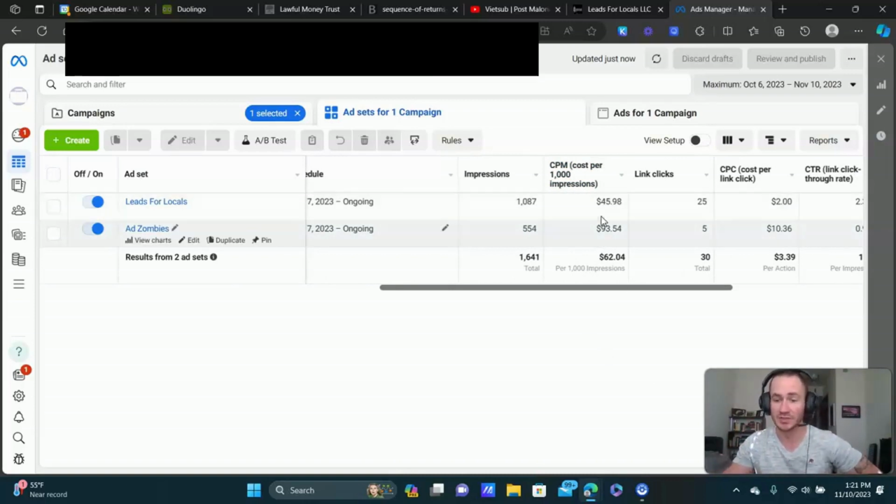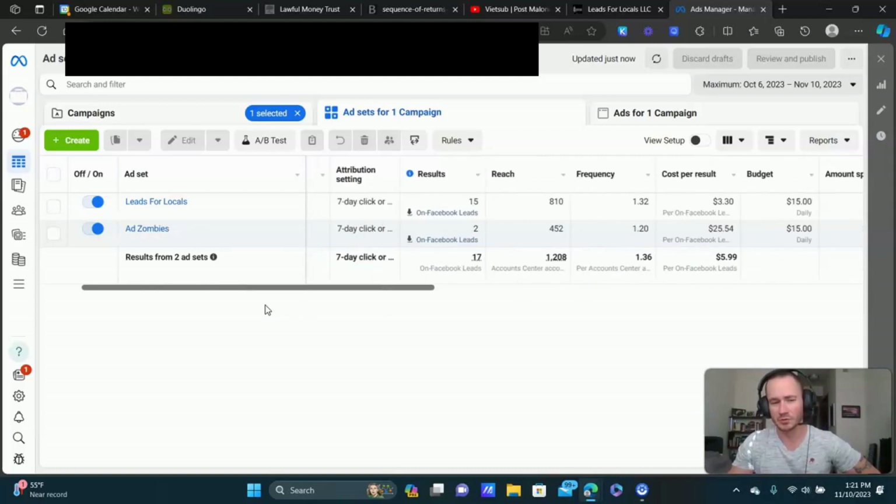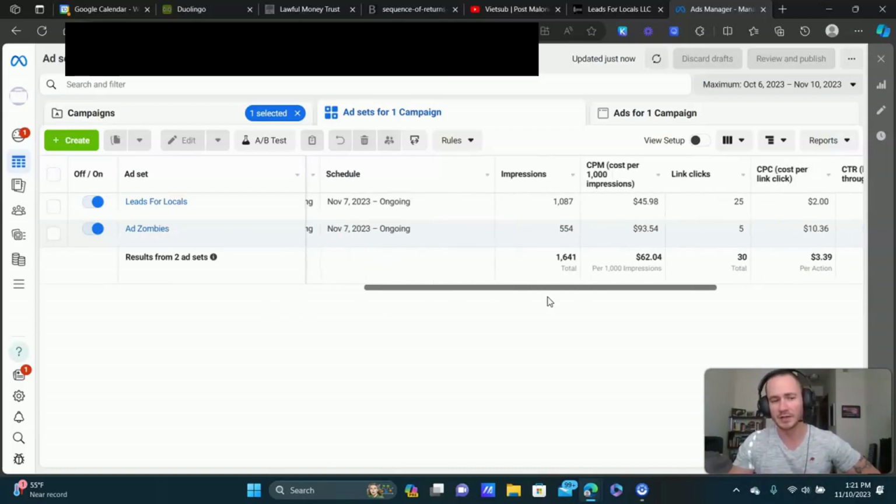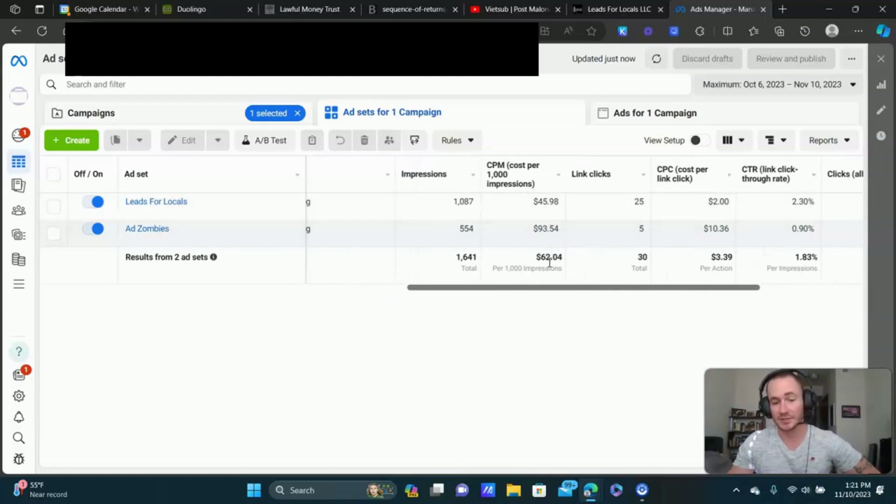And you can see there's a pretty significant difference. But now again, we're kind of painting a picture here, putting all the pieces of the puzzle together. What's interesting is I'm pretty sure we're targeting the same audience, because I duplicated this. But you can see the difference in the CPM cost.